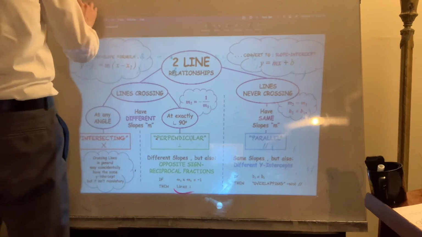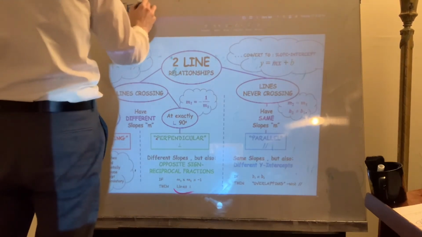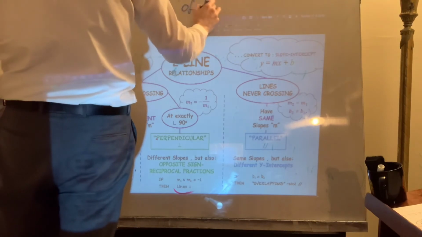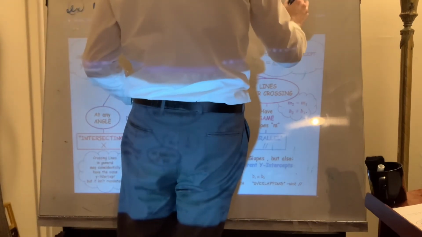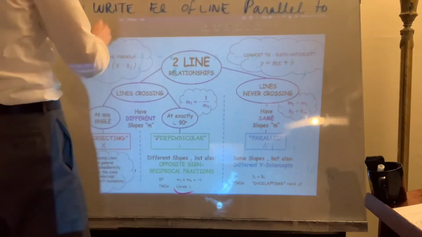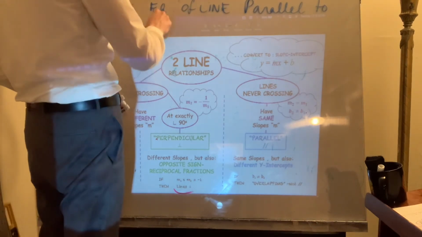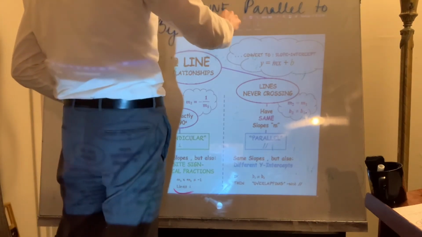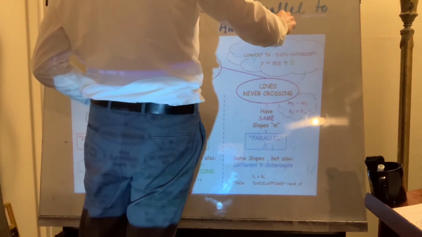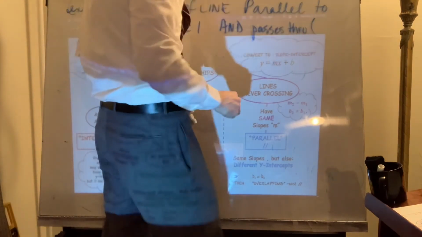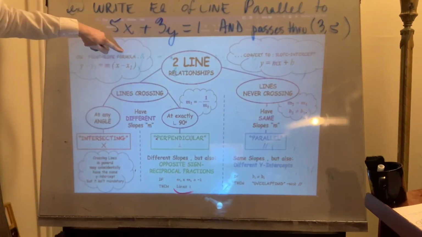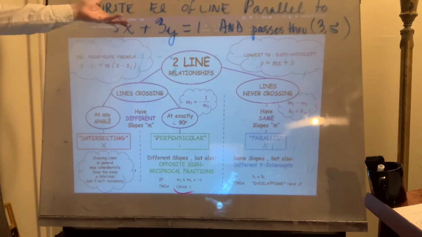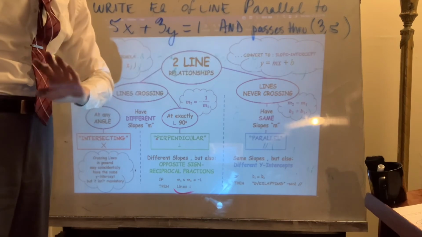Suppose you were tasked with writing the equation of a line that is parallel to this: 5x plus 3y equals 1, and it passes through this point, (3, 5). You are still nonetheless going to start with the point slope formula and then rearrange it to write the equation of the line. That's the ideal situation, whether they specify or not.